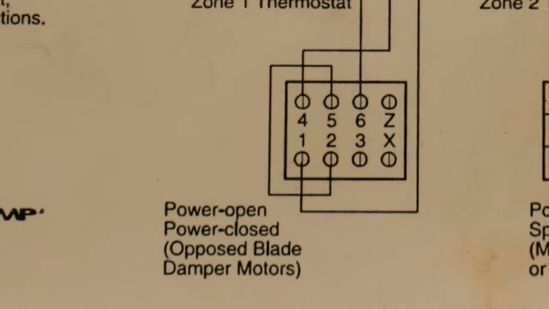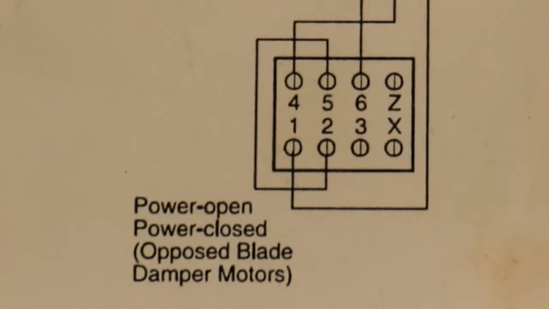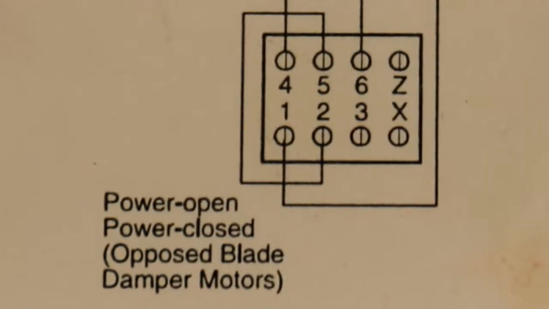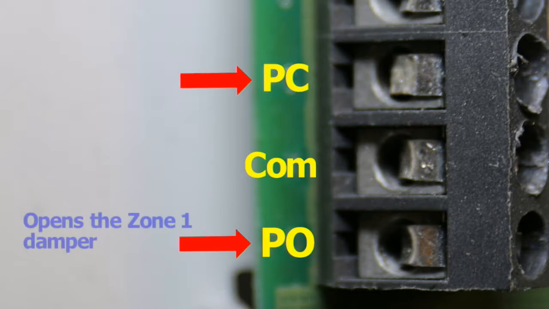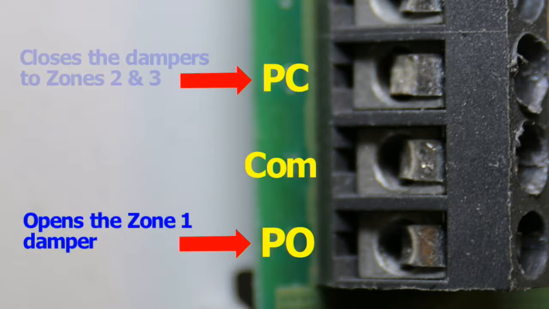As is obvious, power open, power closed dampers have to be energized in order to open or to close the damper. This same configuration opens the Zone 1 damper, but it closes the dampers to Zones 2 and 3.